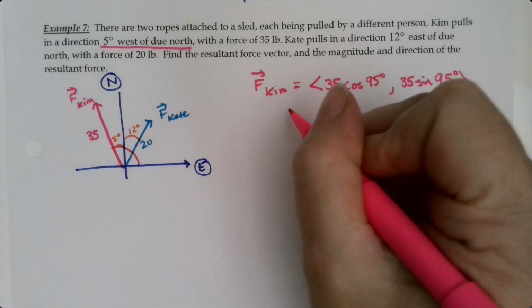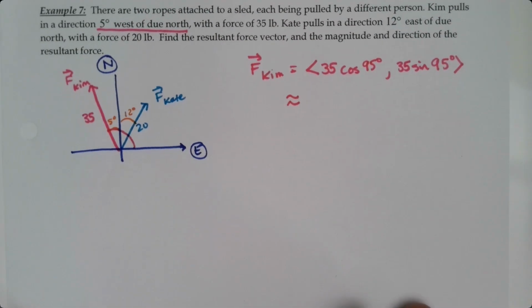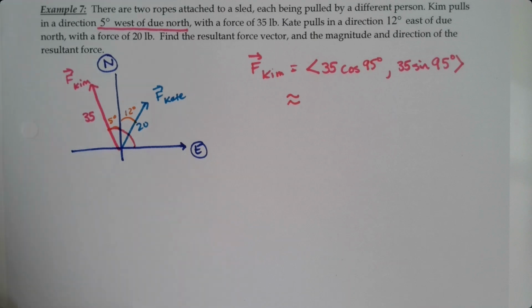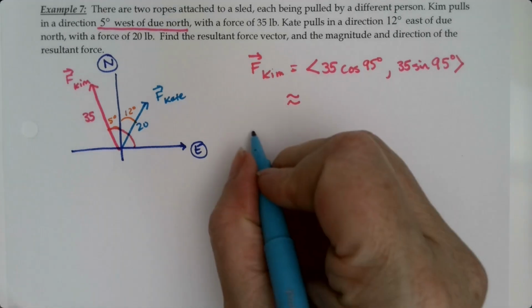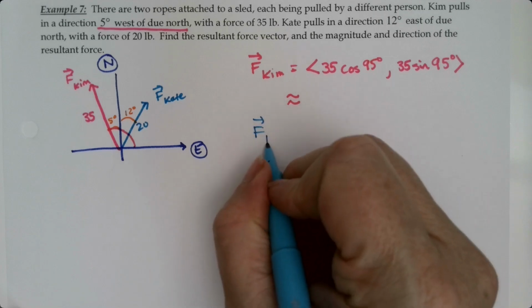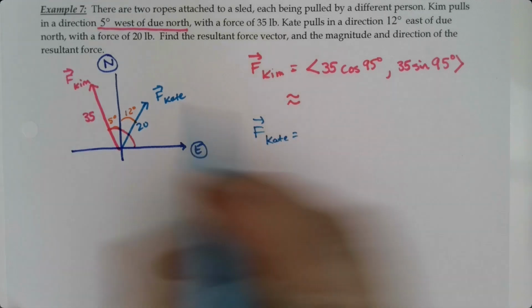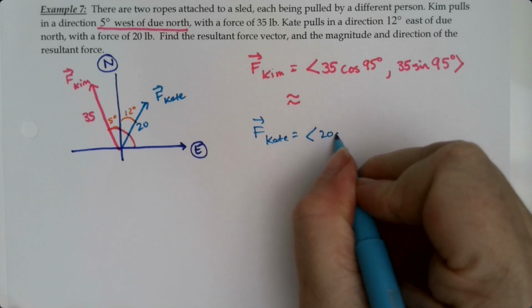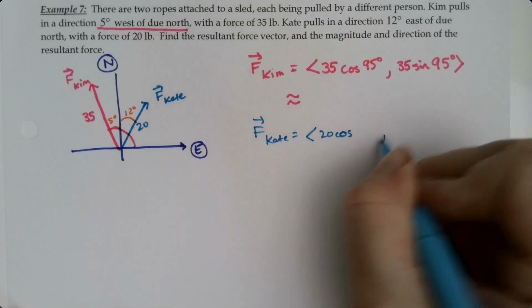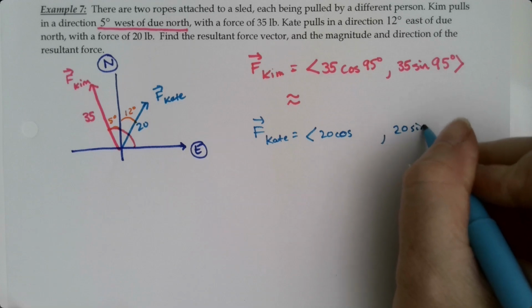Okay, we can come up with a decimal approximation of that in a second. We'll find the other one first, and then we'll make a computer do all of it. All right, so now let's find the force vector for Kate. Well, that's 20. So 20 cosine of an angle, 20 sine of an angle.